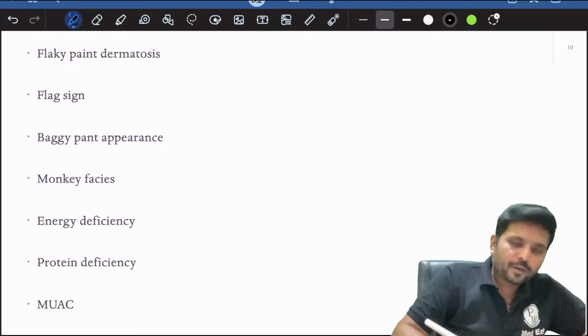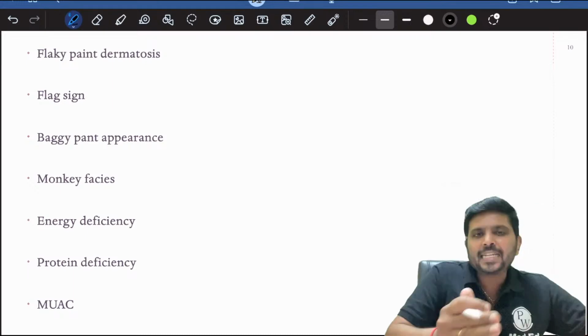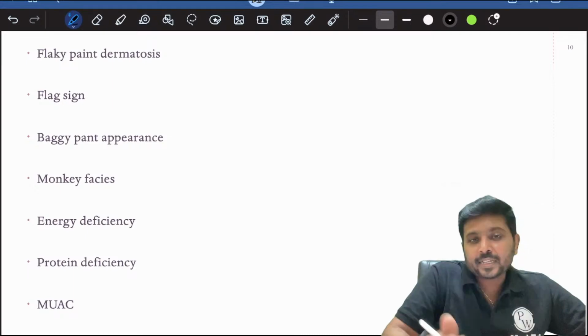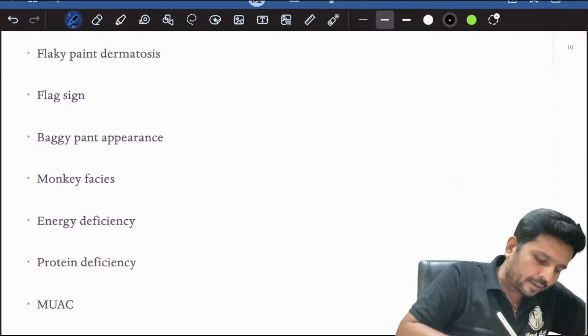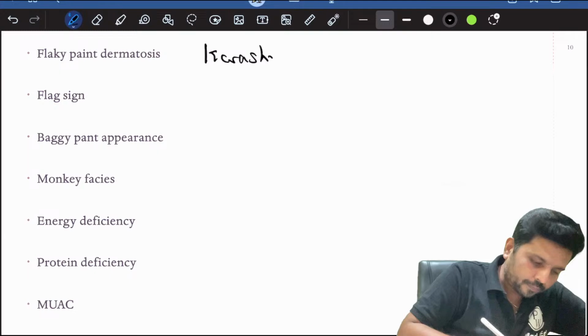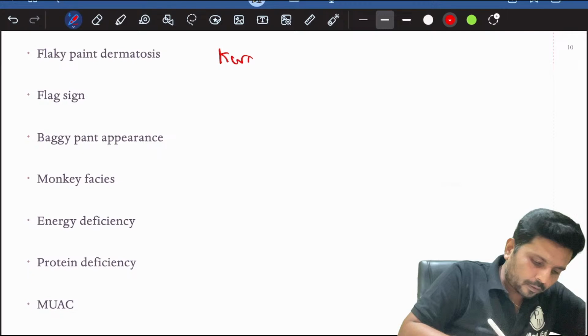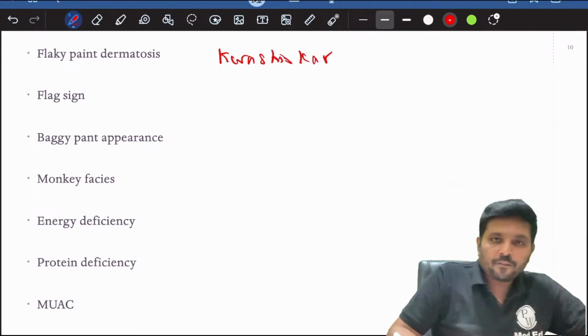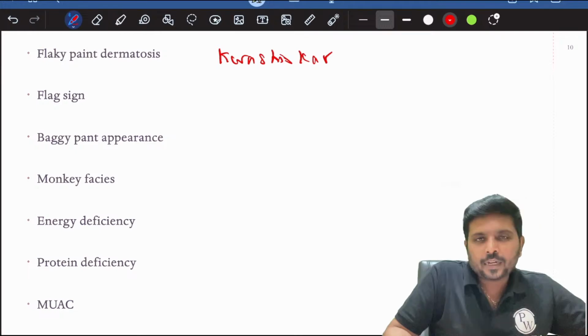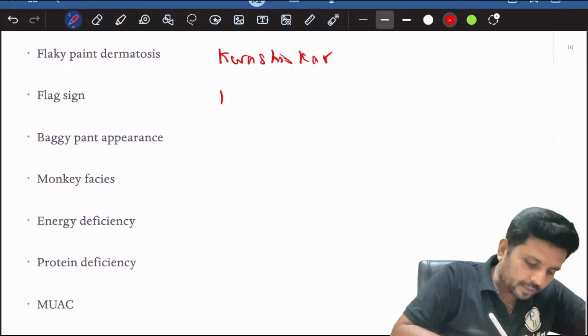Flaky paint dermatosis, as if the skin is peeled from the body, some areas of skin peeled off. Flaky paint dermatosis occurs in kwashiorkor. Again, alternating pigmented and depigmented skin occurs in kwashiorkor.